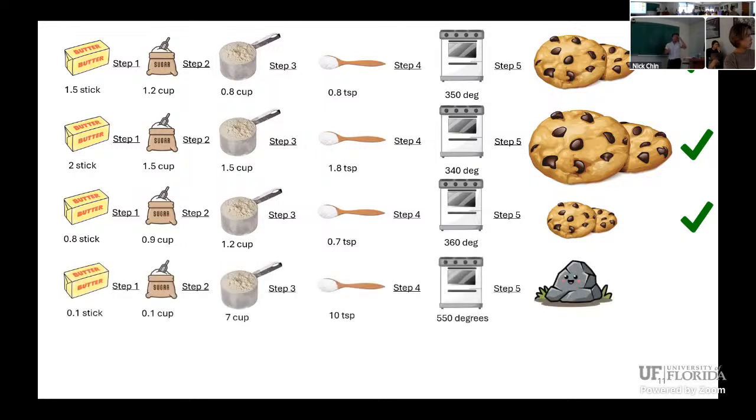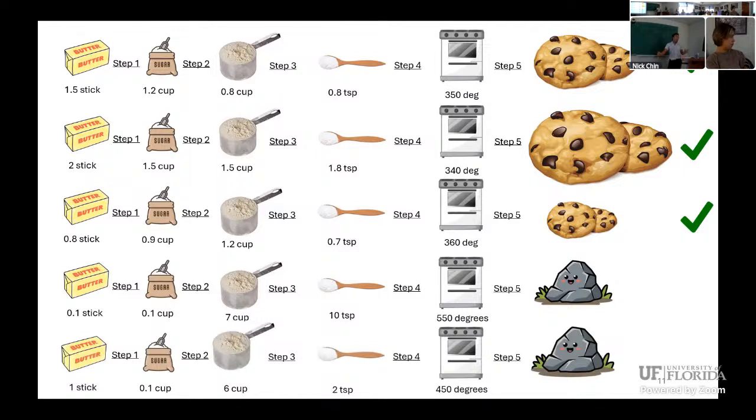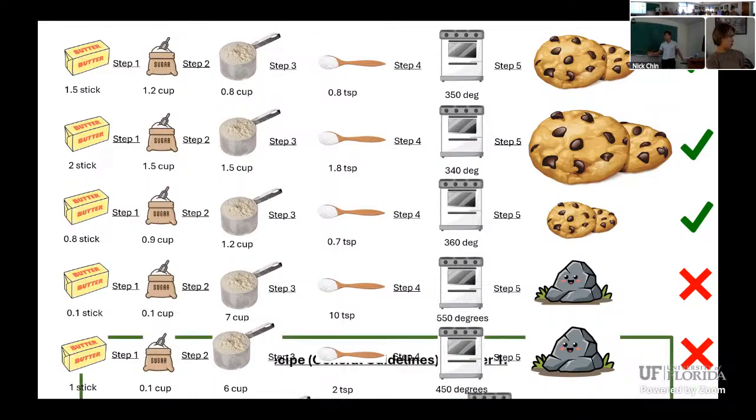Likewise, if someone didn't have enough butter and they had way too much flour and they decided to broil it, you're probably not gonna get a cookie. Likewise, maybe you have the same amount of butter, but still too much flour, the oven's too hot, you're probably not gonna get a cookie.